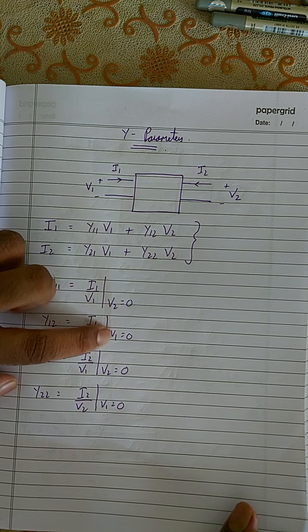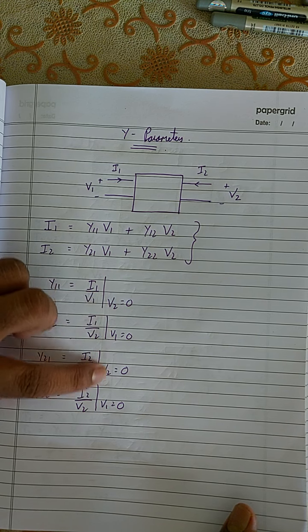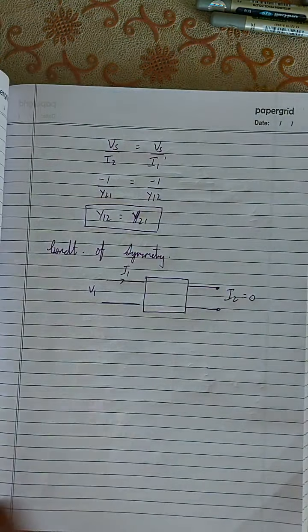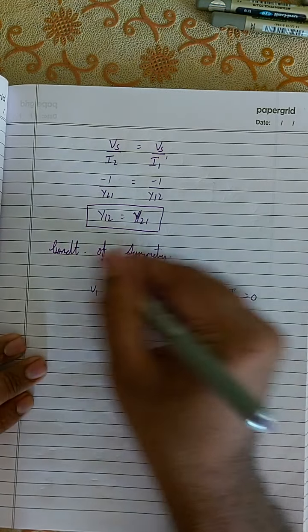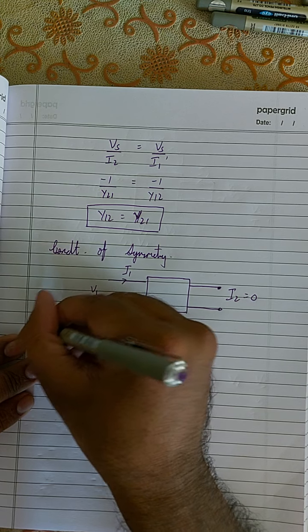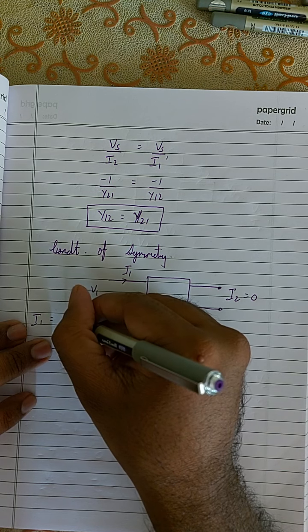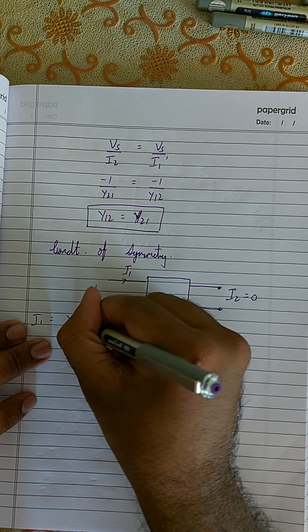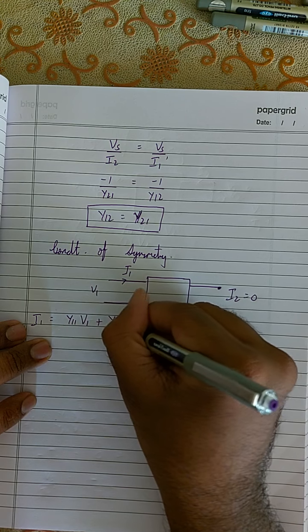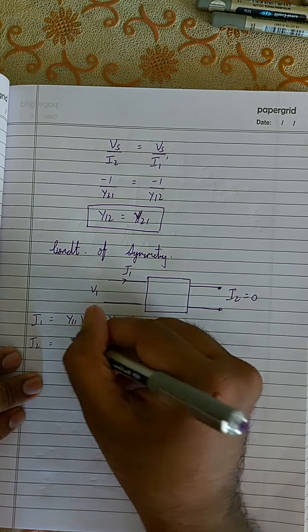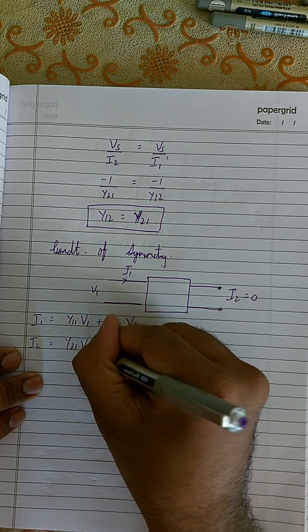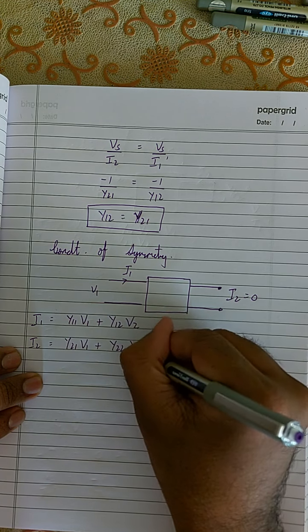Here all the conditions are used by defining the voltage to be 0. Here I want I2 to be 0, which means I need to apply my Y parameter equations. So what are the Y parameter equations? I1 is equal to Y11 V1 plus Y12 V2, and I2 is equal to Y21 V1 plus Y22 V2.